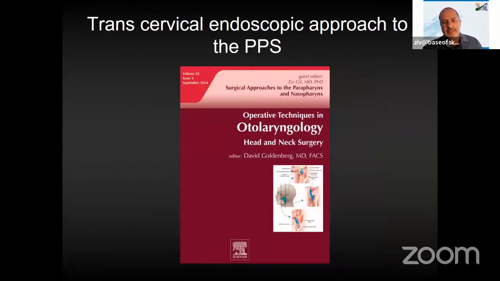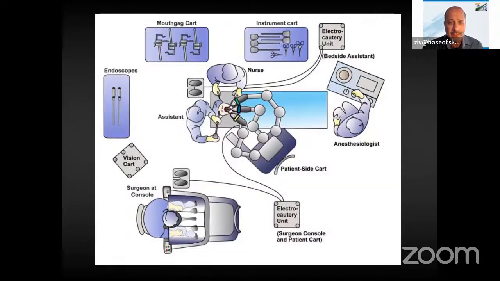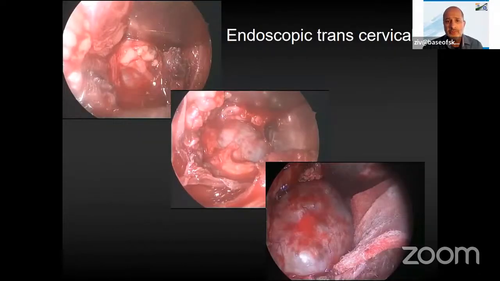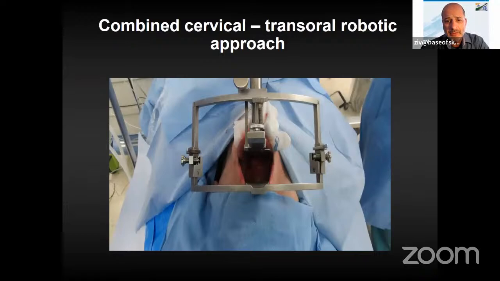We have dedicated an issue of the Operative Techniques in Otolaryngology Head and Neck Surgery to surgical approaches to the parapharynx, nasopharynx, and the infratemporal fossa. In this issue, we first described the approach with the Da Vinci, and the evolution of it. For small tumors of the parapharyngeal space, the removal of the tumor can be done endoscopically, as I will show you soon, and it can be combined with transoral robotic surgery.